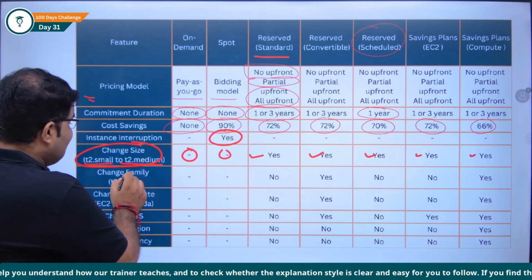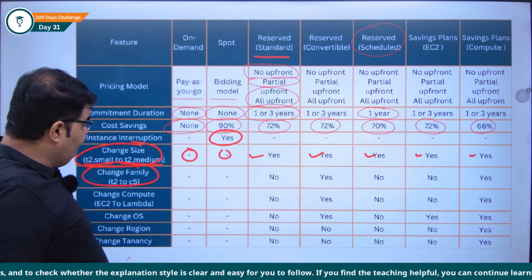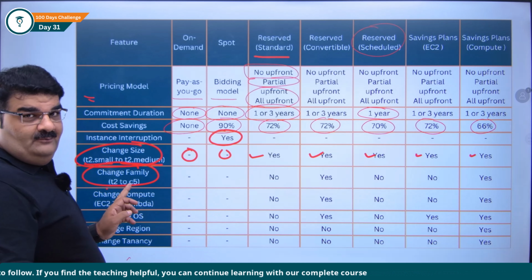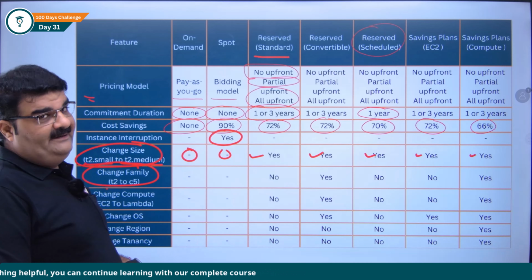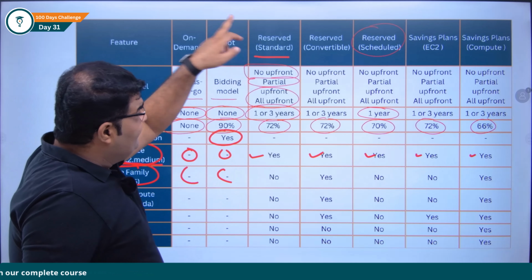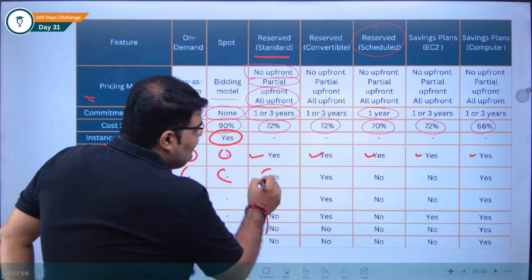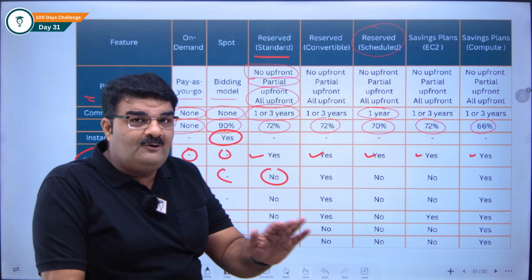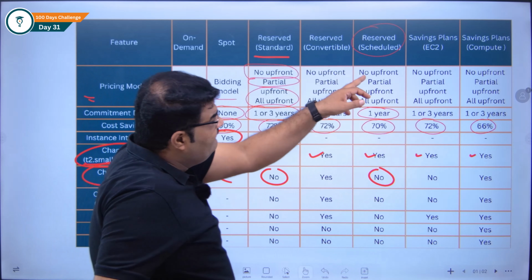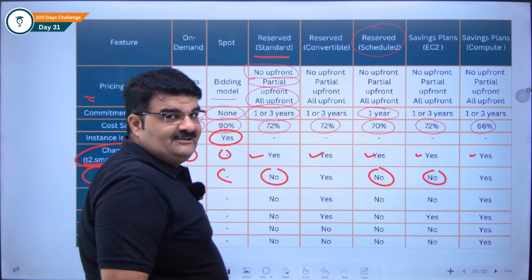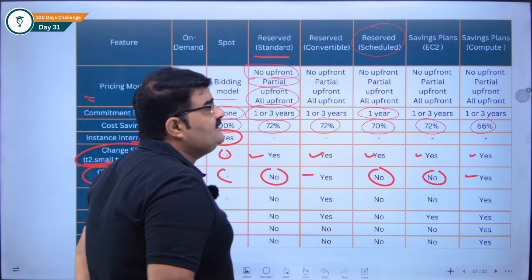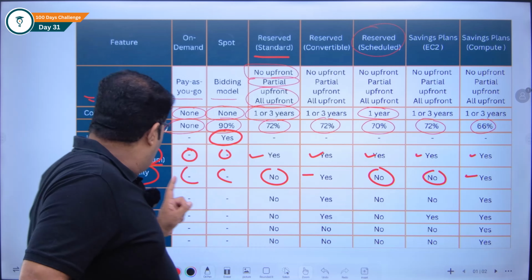Then, can I change family? What is the meaning of family? From T2 to C5. T2 is general purpose, C means CPU, so here we are changing the whole family. Can I do this? With on-demand you can create a new one. With standard reserved instance, you cannot change. If you are using reserved schedule, you cannot change. If you are using EC2 savings plan, you cannot change it. But convertible and compute savings plan will give you this flexibility to change family.